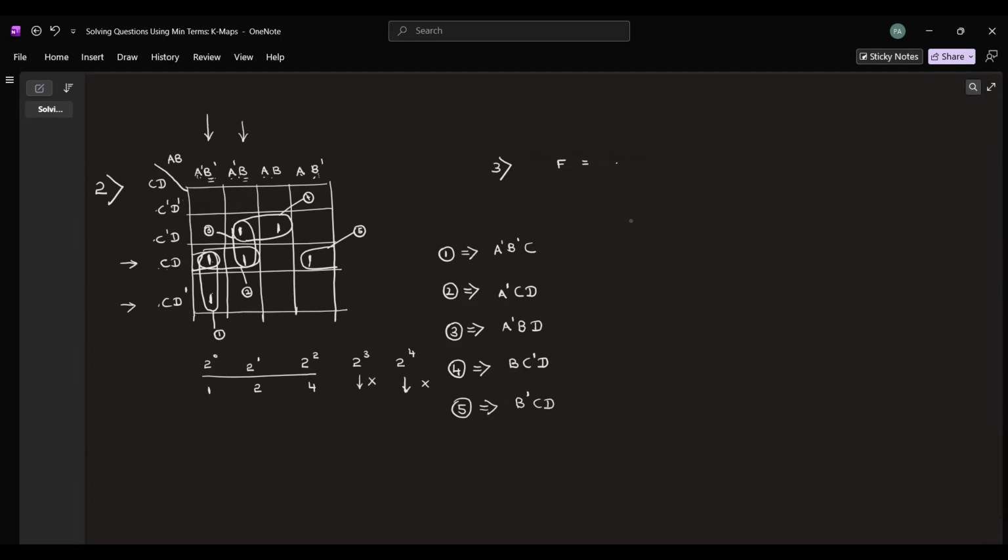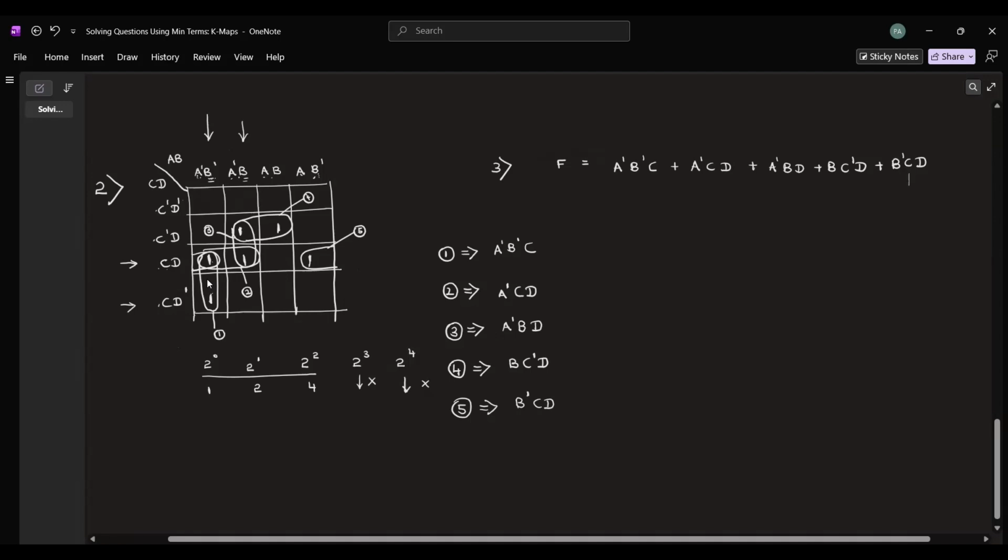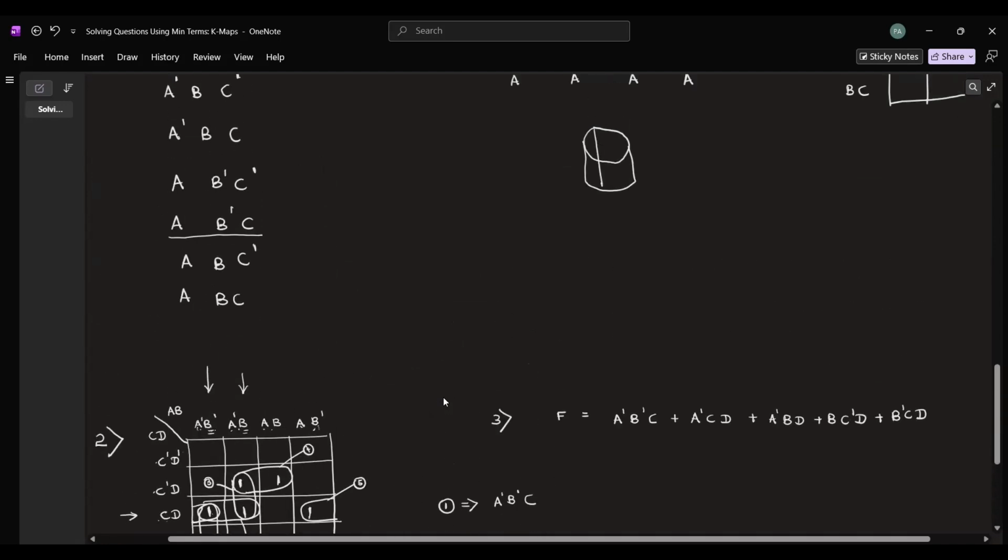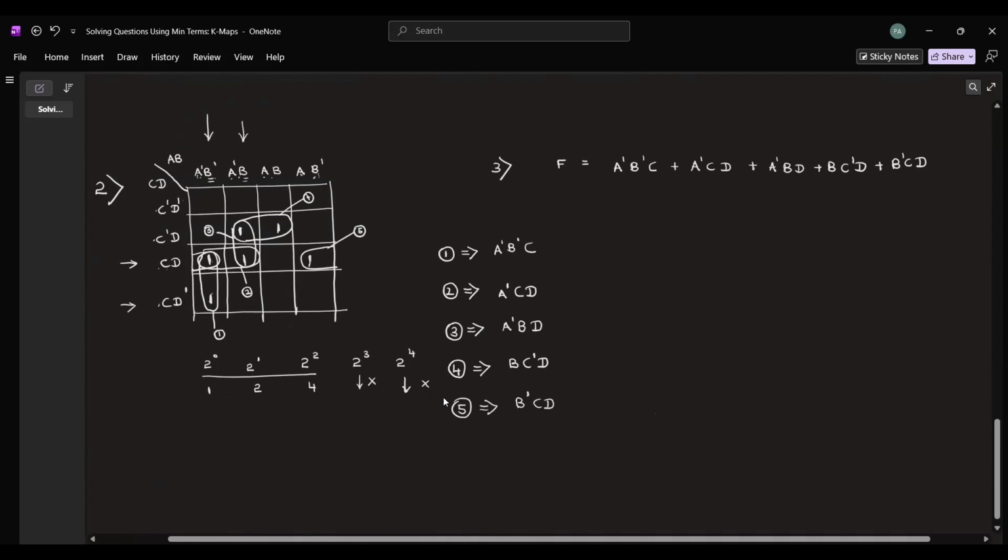So F will be equal to A bar, B bar, C plus A bar, CD plus A bar, BD plus B, C bar, D plus B bar, CD. Perfect. That's it. This is how you do it. We have simplified it by using K-maps. This is the application of K-map. Simplification is done.